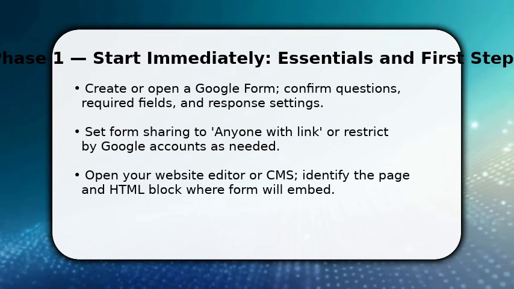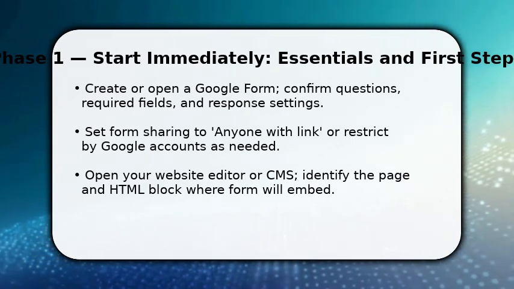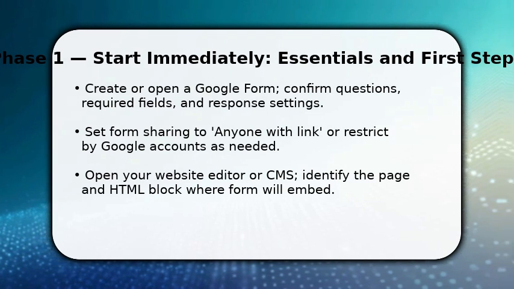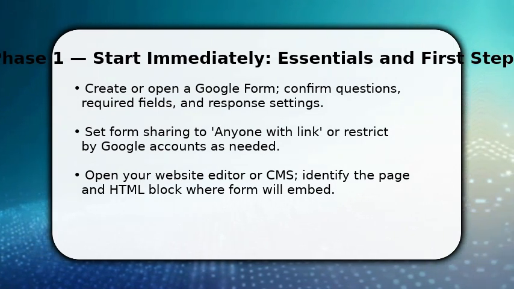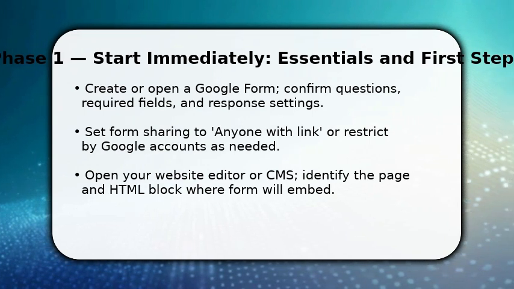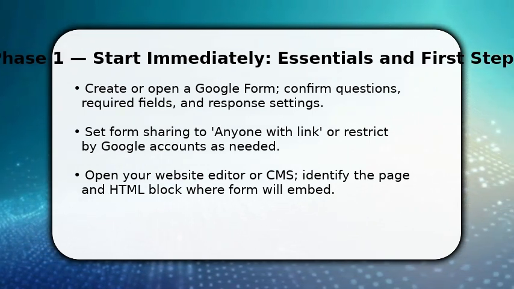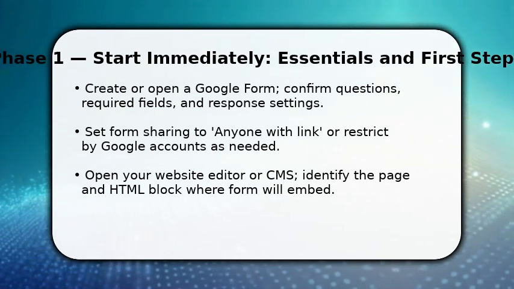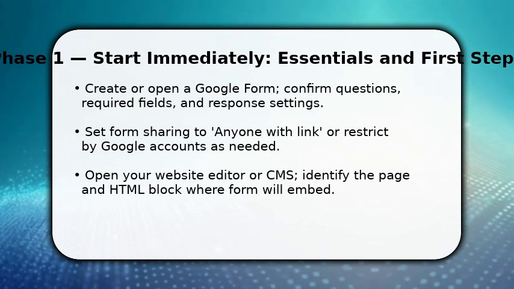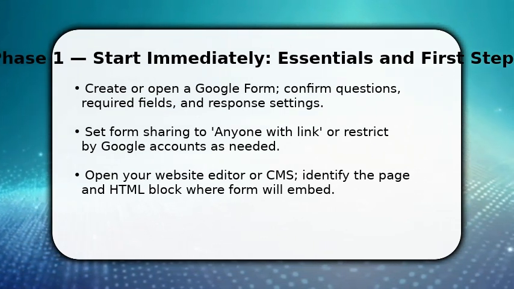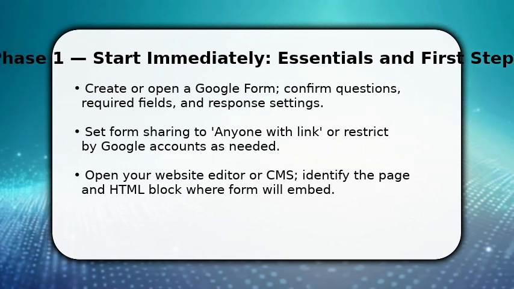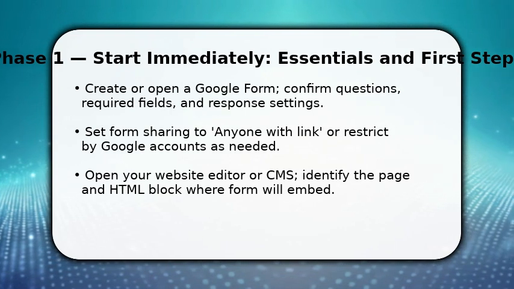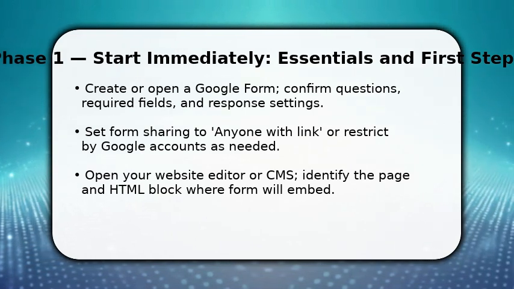You start by preparing both assets, the Google form and the target page on your site. Open the form, finalize questions and response settings so data lands correctly. This prevents later edits that break embeds. Once done, set sharing to the right access level, anyone with the link if public, or keep it restricted for internal use. Then open your website editor and locate the exact page and HTML block where the form will live. That prepares you to grab and paste the embed code immediately.